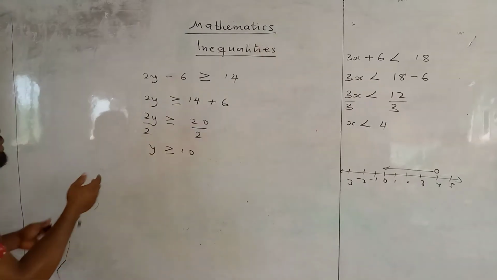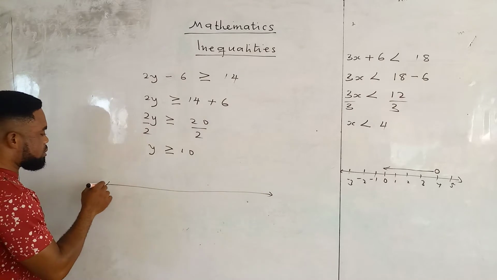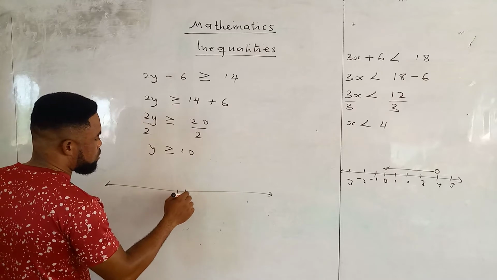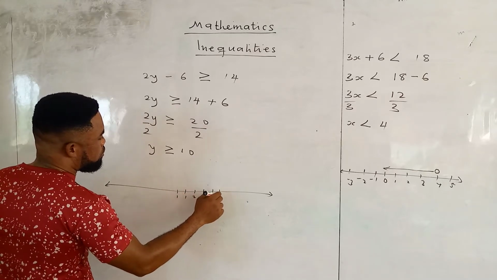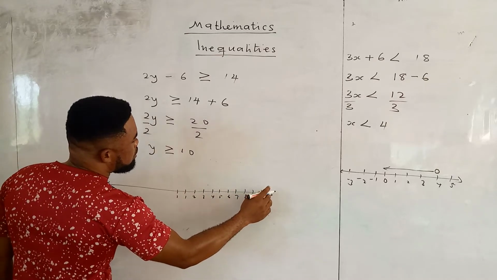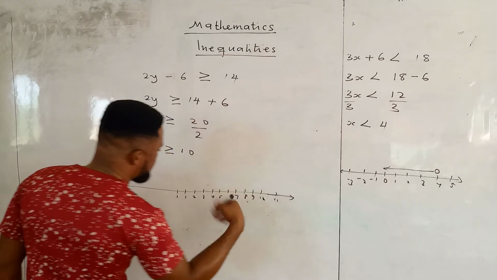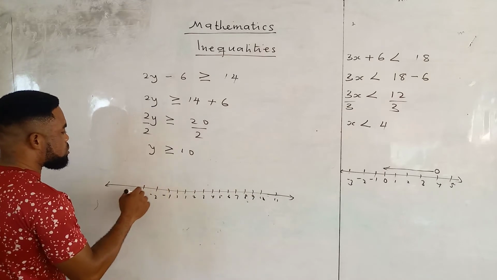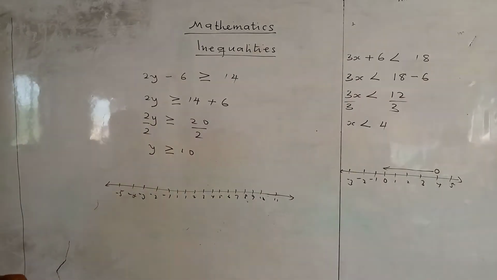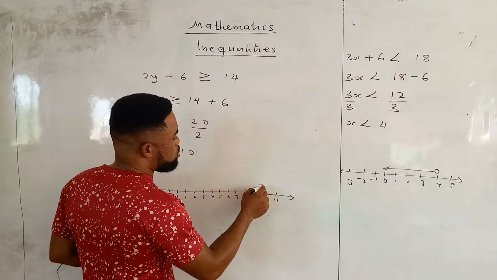Good. The same thing we can apply, or we can represent it on a number line. So say 0 here. Then 1, 2, 3, 4, 5, 6, 7, 8, 9, 10, 11, etc. You can continue like that. Good. So now let's identify 10. 10 is here. So you draw your circle.